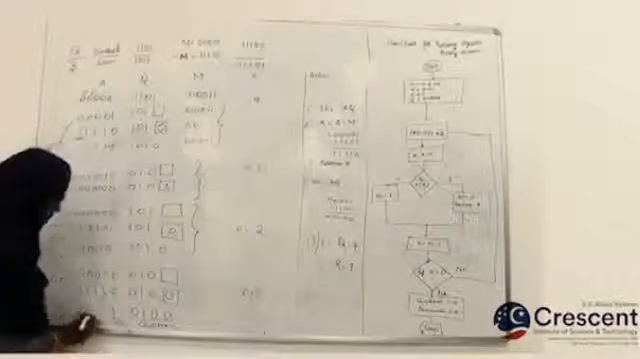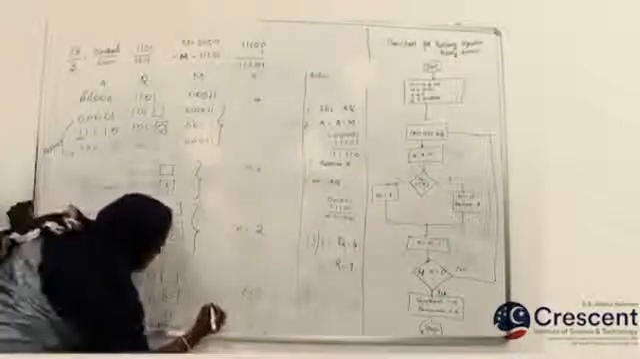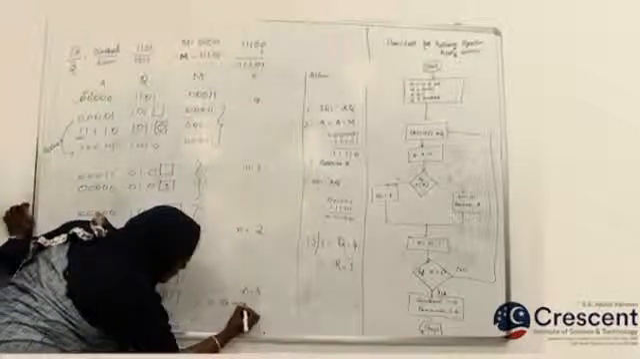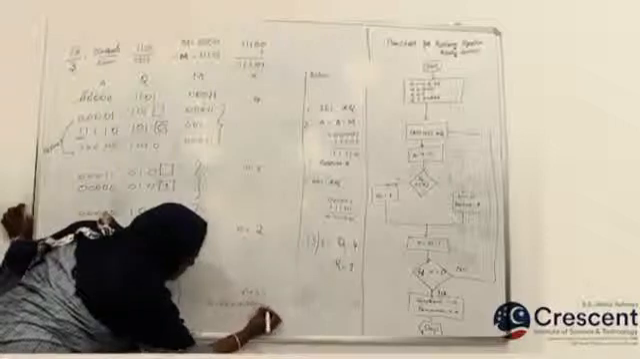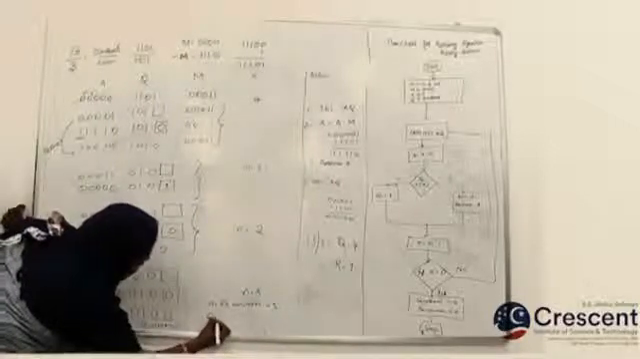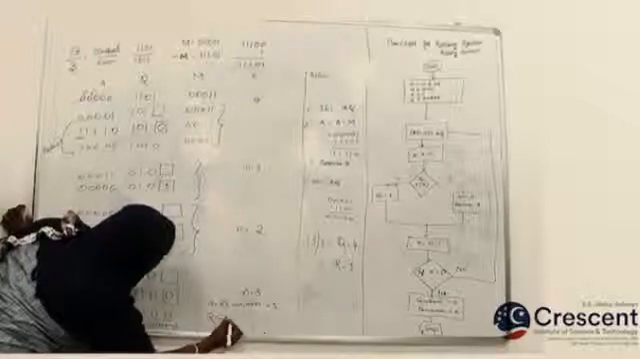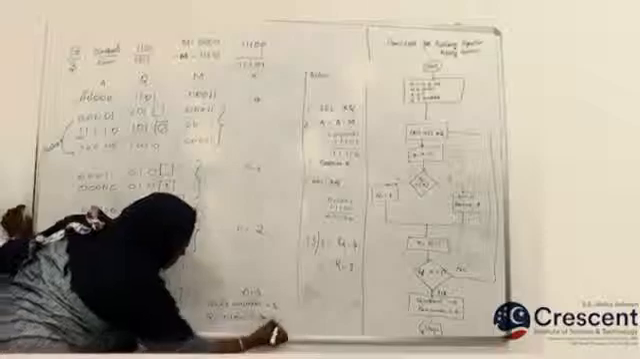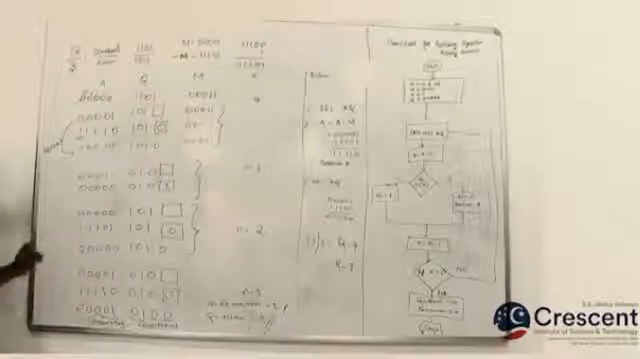Here we get, see the content of A is the remainder, we get 1, and the quotient is in Q, we get 0, 1, 0, 0, which is nothing but 4. So we've got the answer.